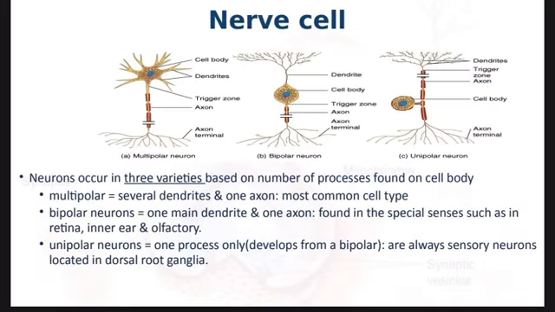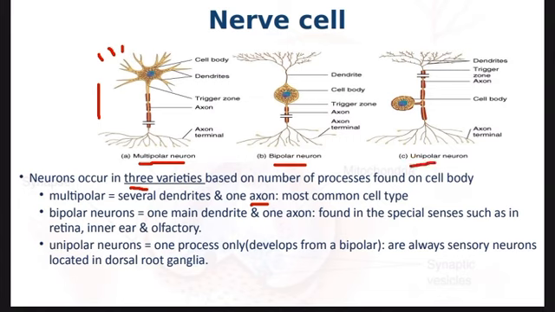causing them. Again, with the neuron cells, with every cell there is variety. Okay, we have three divisions or varieties based on the number of processes found in the cell body. We have here the multipolar neurons. Usually it has several dendrites here, several, and one axon. The axon is the clear line here, one axon. They are the most common cell type. Usually this is the most common. However, we have bipolar, we have unipolar.